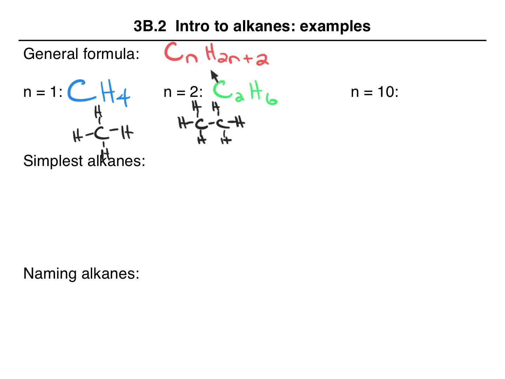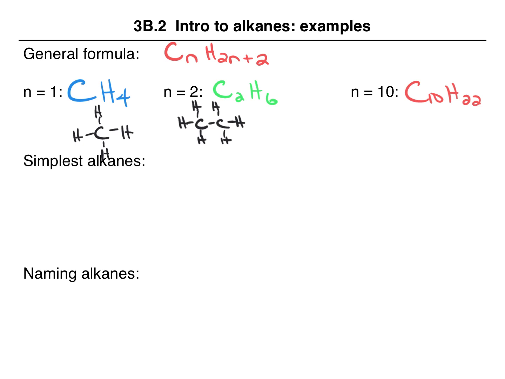But using this formula becomes a little more handy when we get to larger molecules. I don't really want to have to draw out everything just to figure out how many hydrogens I have. So now let's look at one more example using C10. That gives us H22. By knowing this formula, we can easily determine how many hydrogens there are supposed to be given a particular number of carbons.